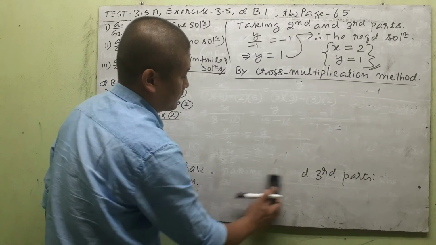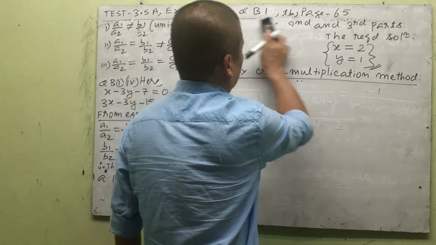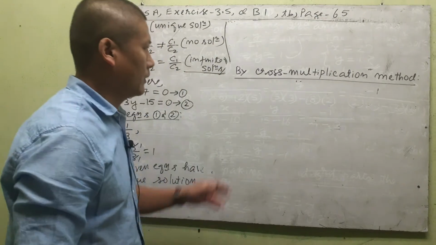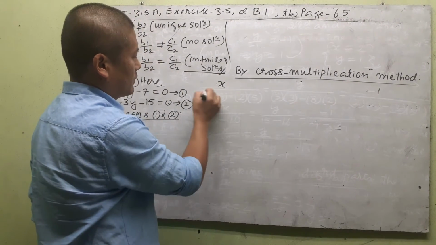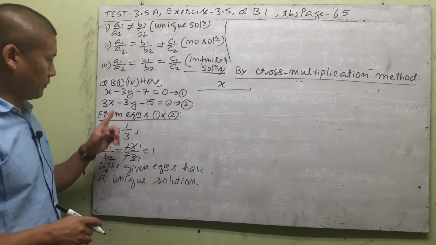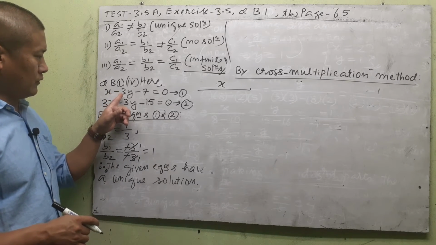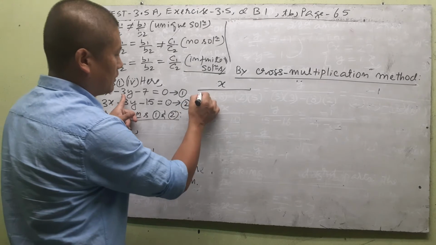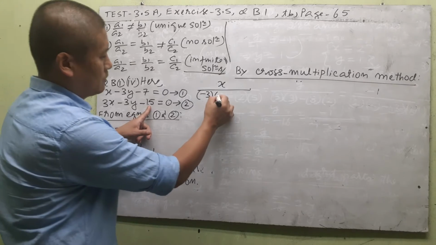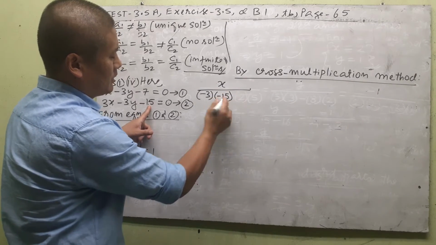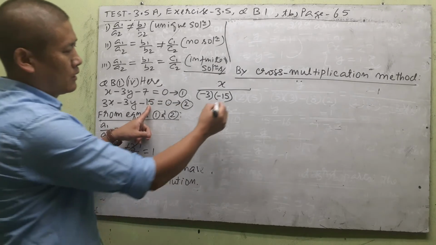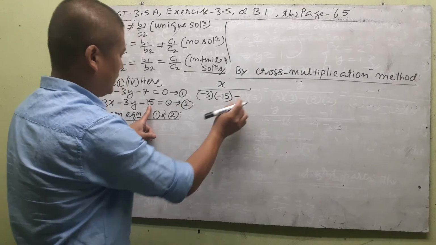So here, by cross multiplication, x by b1c2 minus b2c1. Here, b is the coefficient of y. So b up into c down, and c is minus 15. Be very careful in these steps, because if you get one wrong, everything else will go wrong. And minus, from the formula.